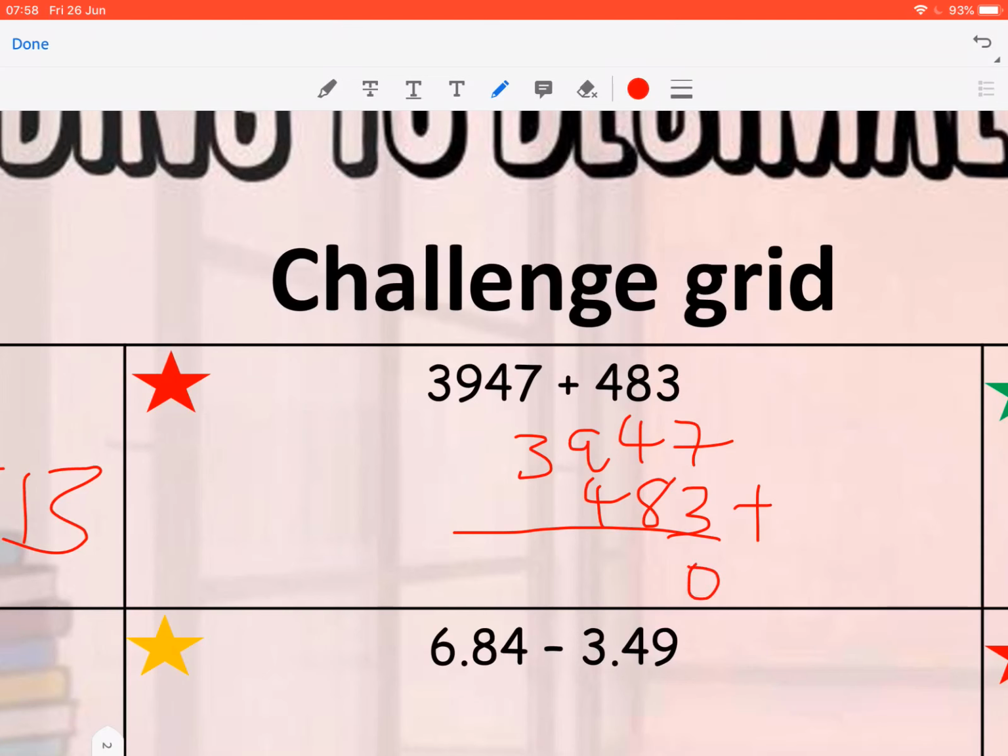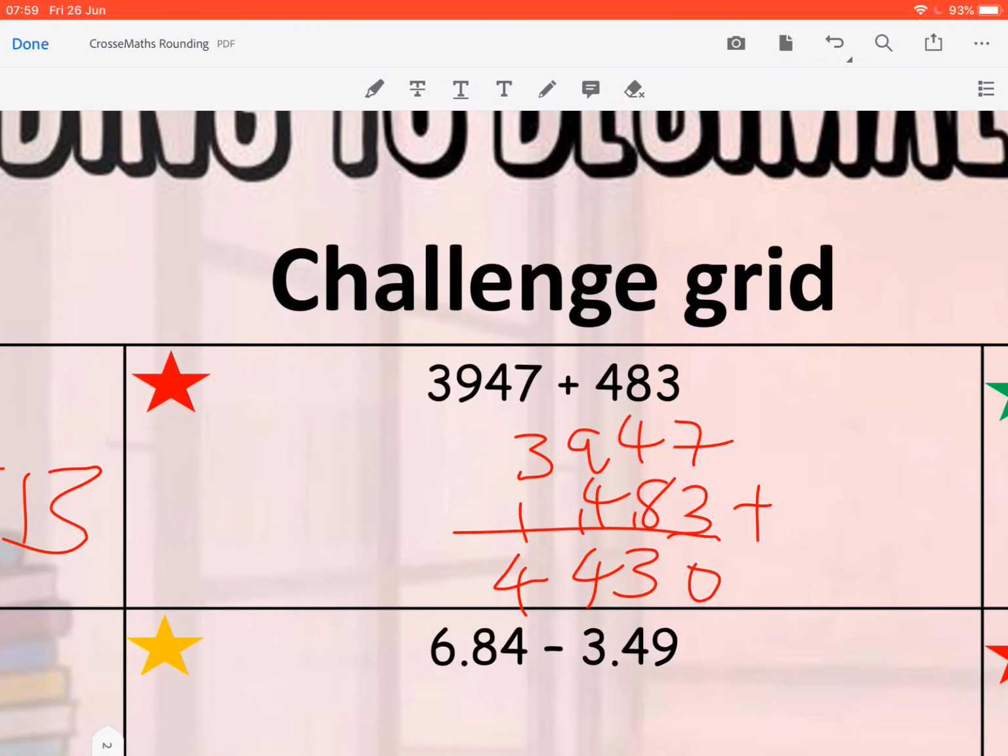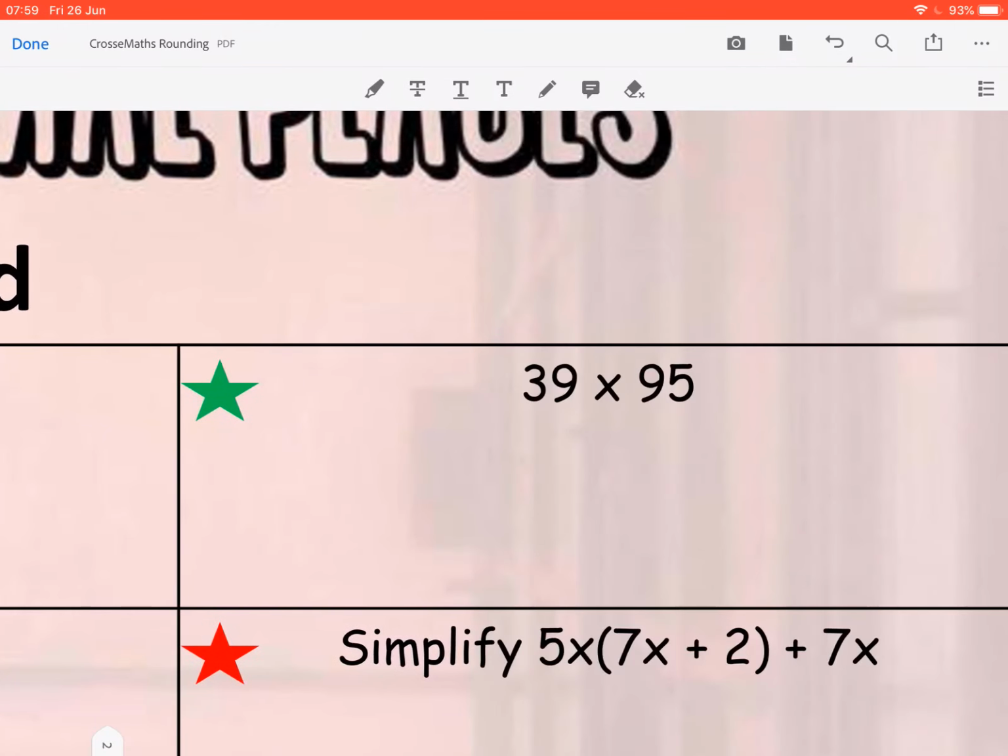7 plus 3 is 10. 4 plus 8 plus 1 is 13. 9 plus 4 plus 1 is 14. And 1 plus 3 is 4. So 4,430. Last one, a bit of multiplying.